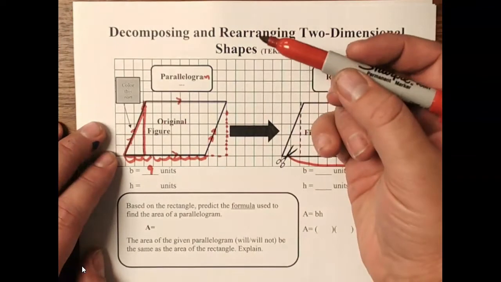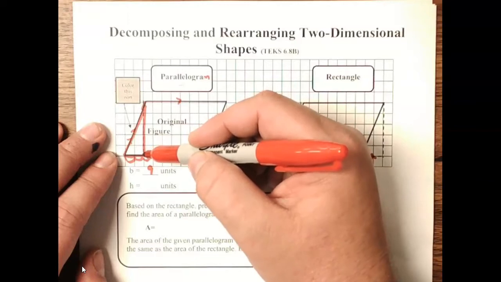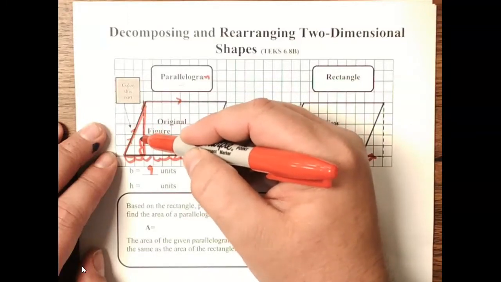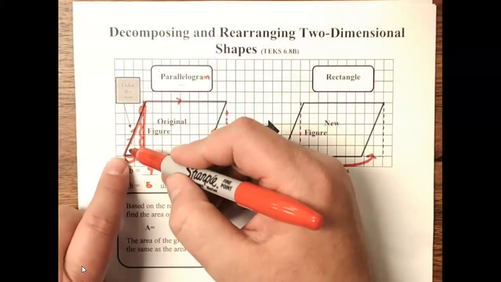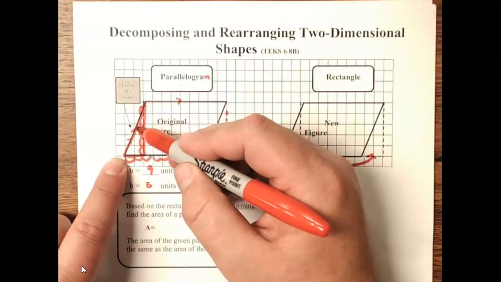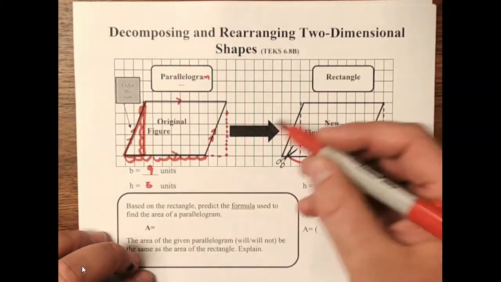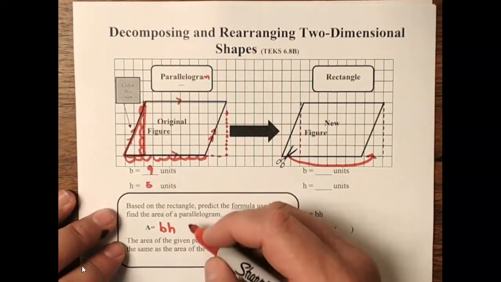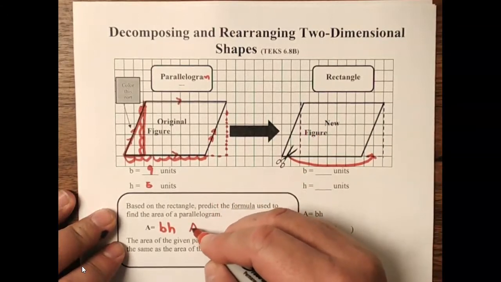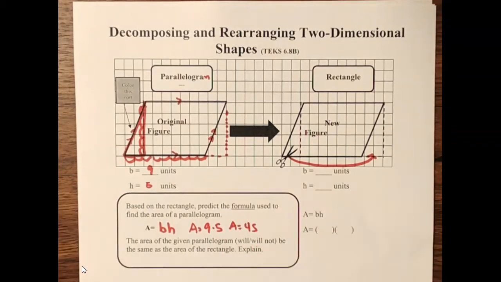Now, again, the height is from the base, perpendicular to the base, to the top. And we're going to count 1, 2, 3, 4, 5. And the height is 5 units. Notice how we can't really count full units on the slants. That's why we don't use them, because we can't count the full units. So the area is still base times height. So when we go to plug it in, we're going to write area equals 9 times 5. So the area equals 45.